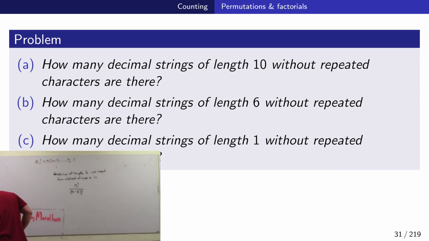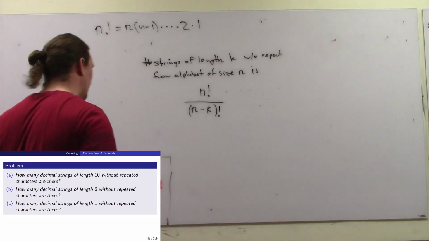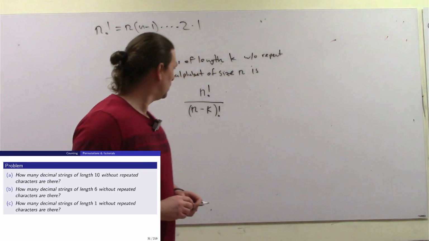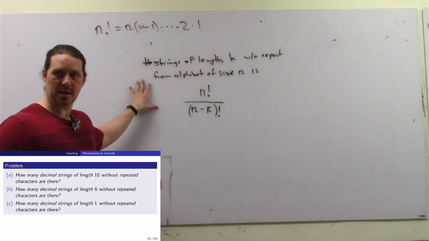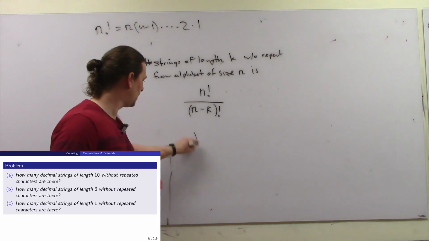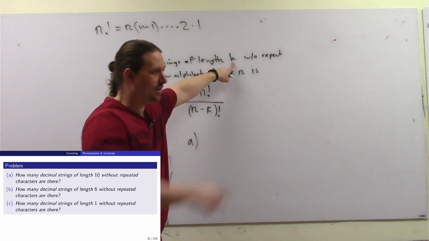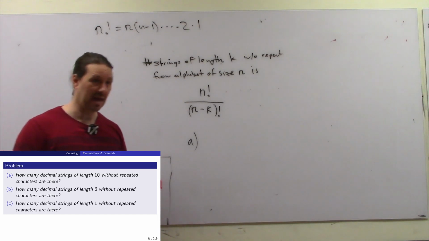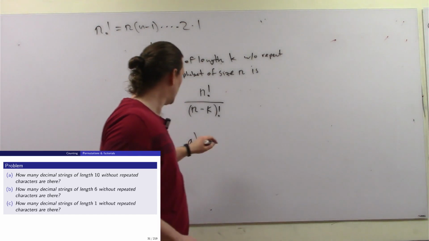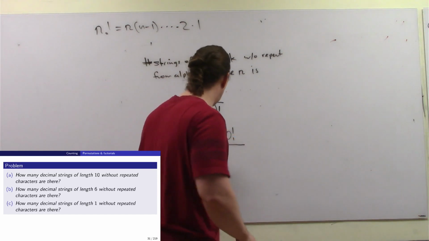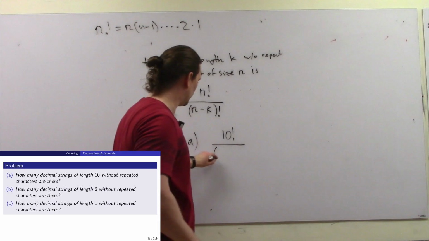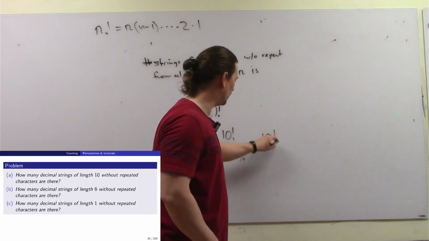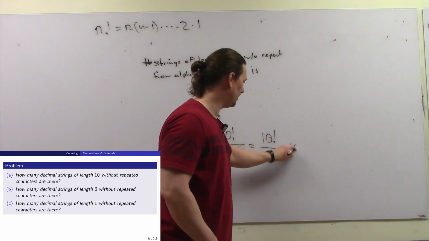So let's switch over the cameras, and I want to know how many decimal strings of length 10 without repeated characters are there. Well, we actually don't even need this model for that, but let's use it anyway. Okay, so A says length 10. And decimal strings, what's our alphabet size when we're talking about decimal strings? It's also 10, yes, good. So in A, according to this theorem, it should be 10 factorial divided by 10 minus 10 factorial, since n and k are both 10, which is 10 factorial over 0 factorial.